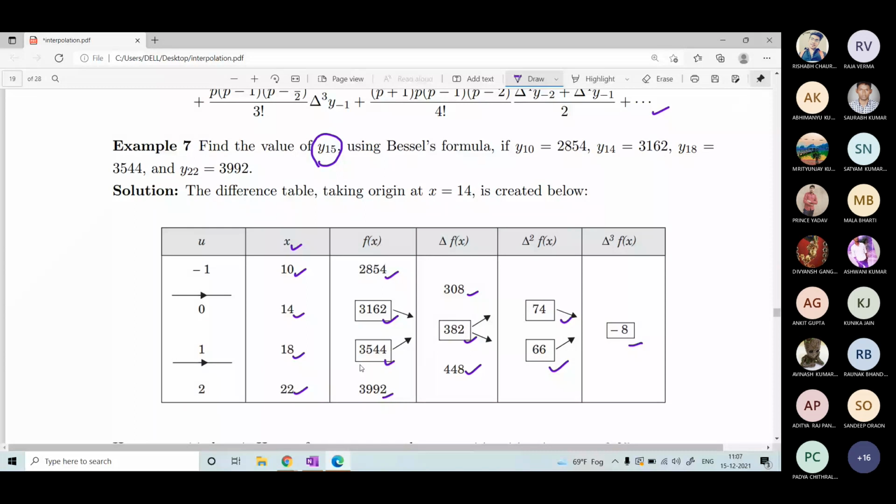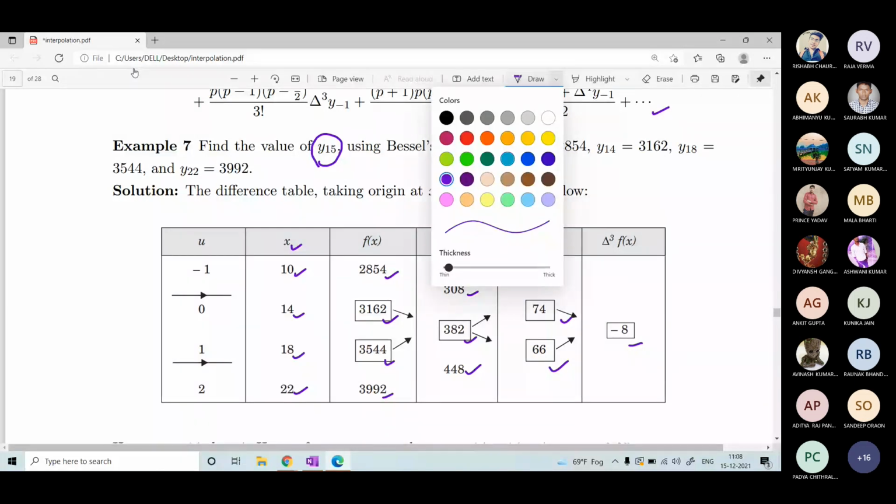So either you will be choosing 14 as center or 18 as center. Here in this calculation, 14 is chosen as center. So index for 14 is 0, index for 10 is -1, index for 18 is 1, and index for 22 is 2. Once you choose 14 as center, these values you have to take in your calculation.